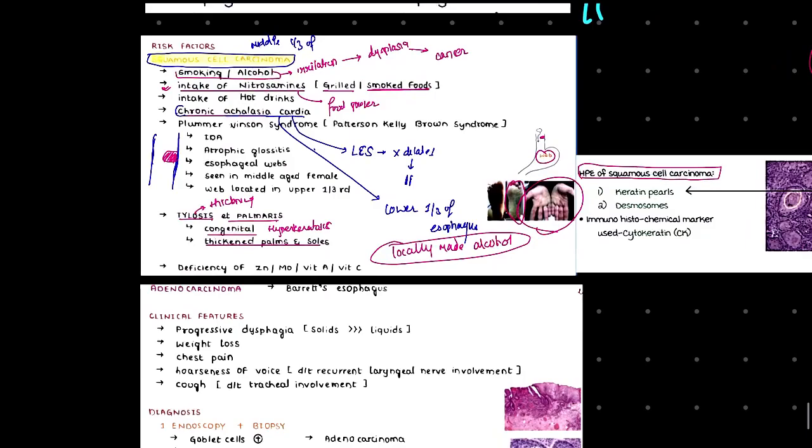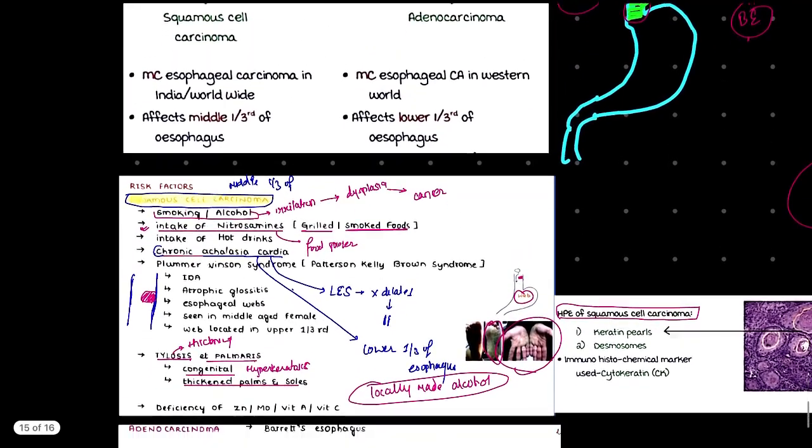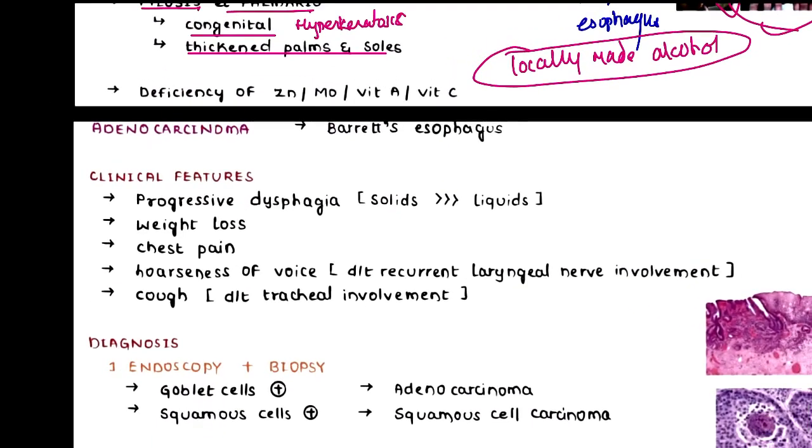Now, this was about squamous cell carcinoma, right? Now let's move toward another important thing, that is adenocarcinoma. If you recall the lecture on Barrett esophagus, at that time we were saying that Barrett esophagus is a risk factor for adenocarcinoma. And as we have already studied, Barrett esophagus is a condition of chronic GERD or chronic reflux esophagitis, right?